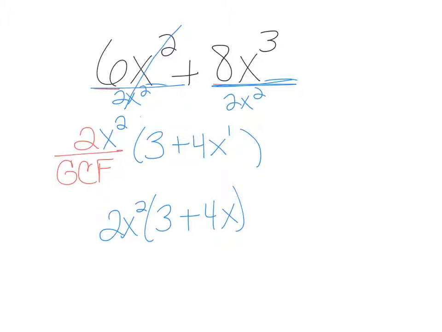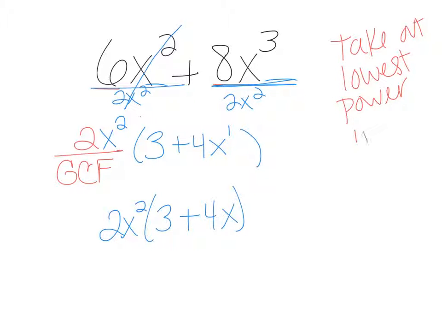So you always want to take out the lowest power of your variables, as long as they all have at least that power. Alright, so since x squared was our lowest power, and 8x cubed also had an x squared within it, then we can take that out as also part of our greatest common factor.